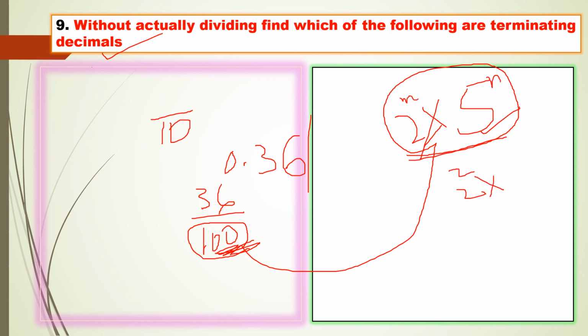4 into 25 is 100. Suppose I am taking 1000, that is 2 cube into 5 cube. Right? Suppose I am taking only 10. 10 means 2 into 5.